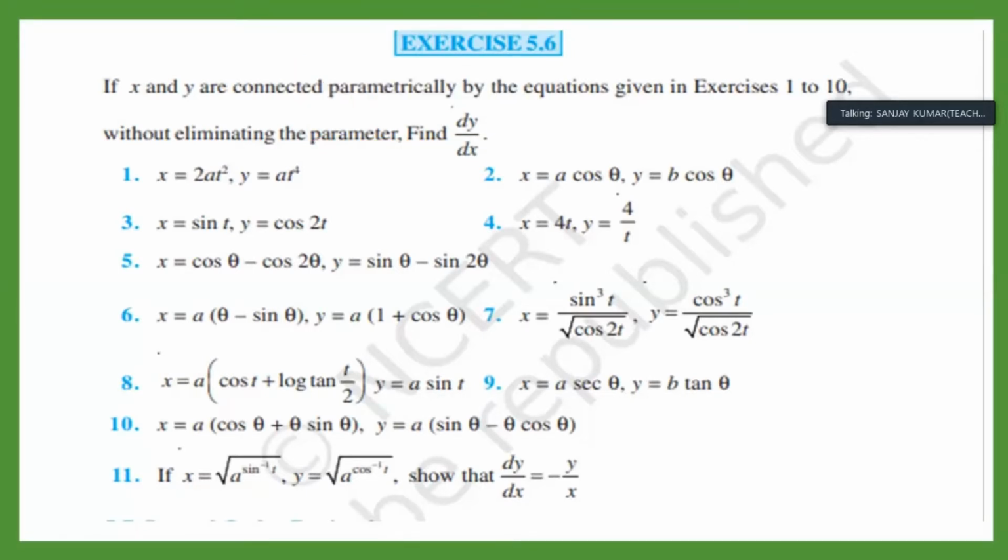But it will not be t every time. In the second question you have theta. So either it is t or theta, or another letter. So this is the 5.6 exercise.